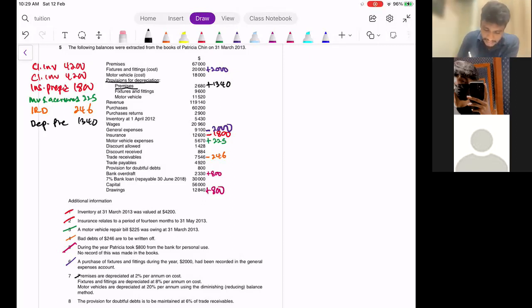Do you realize or not? I think you times with the 20,000. 20,000 times with the 8%, right? But you got buy a new fixtures. So you need to depreciate that one also. Understand? Plus 2,000. So 22,000 times 8%. I get a depreciation of the fixtures and fitting 1760. Then the provision plus 1760.